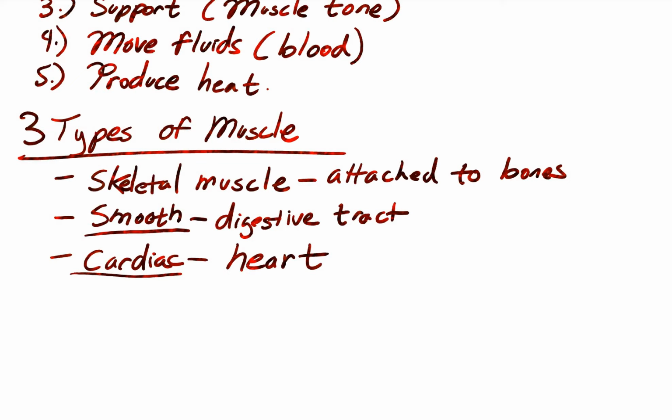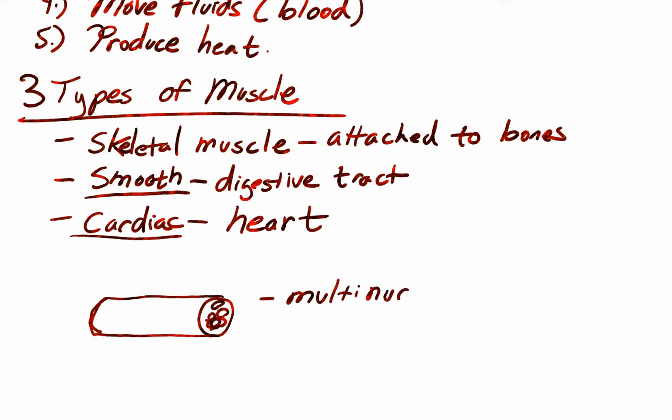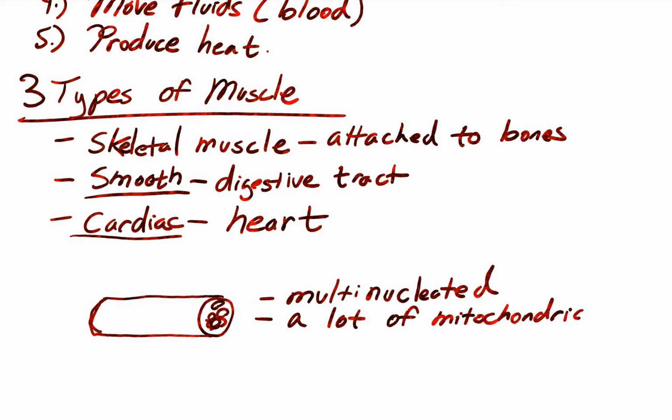The next thing about muscles is that we must talk about the things that we see present inside of them. These muscles are weird as far as the cells that make them up. So let's talk a little bit about the cells. The cells that make up muscles are multinucleated, which means that they have a lot of nuclei present. They have a great deal of mitochondria when compared to many cells.